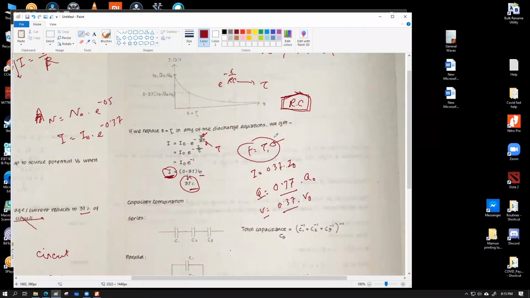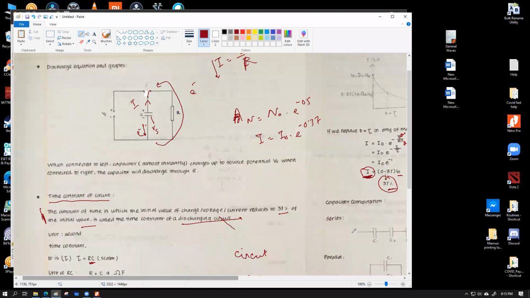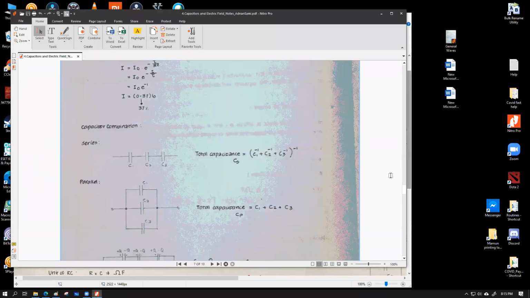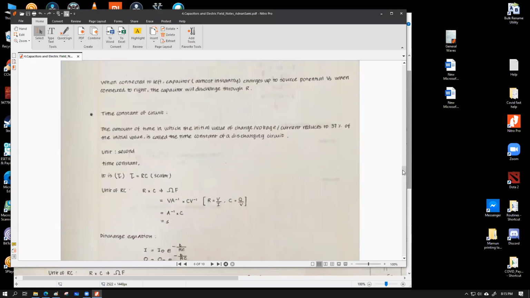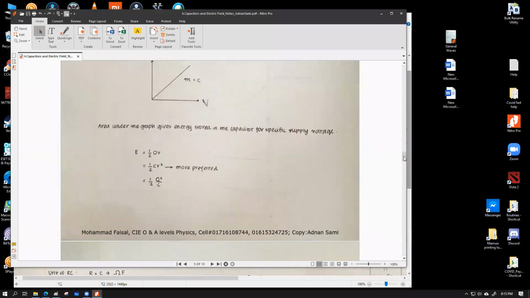I'll take questions. Sir, I had two questions. One concerning an earlier graph you showed, Q versus V. In that graph, what does the Q represent? Q represents the total charge stored in the capacitor under the effect of voltage V applied across its plates.